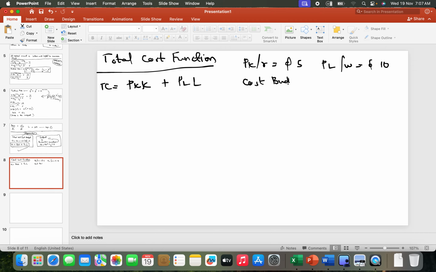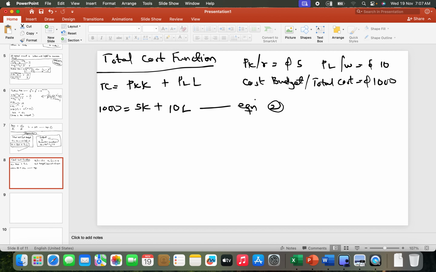The cost budget, or what we call the total cost, was given as 1,000 cedis. So why is it easy? I fix the total cost, which is 1,000. Price of capital was given as 5, which is the same as rent, plus price of labor was given as 10. This is the L. So this gives me equation 2. So I will substitute equation 1 into equation 2.